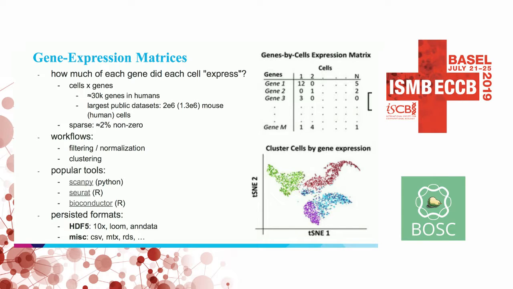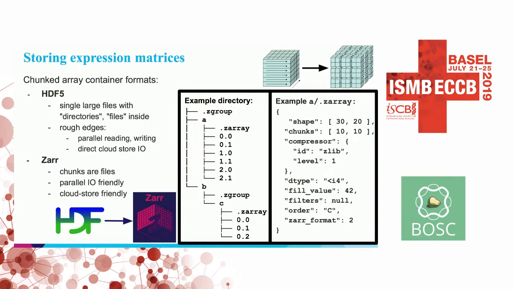Most of the things people are doing with these are different kinds of filtering and normalization or clustering to identify cell types. There are a wealth of tools in Python and R that are popular and people use that do this effectively, but as I mentioned, they can struggle with the increasingly large data set sizes. The data is often persisted in various text-based formats or different schemas embedded in HDF5, which I will talk more about.